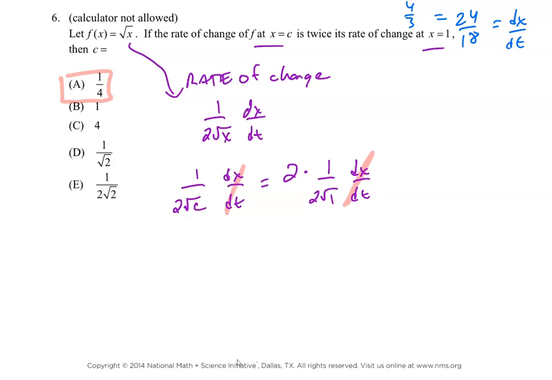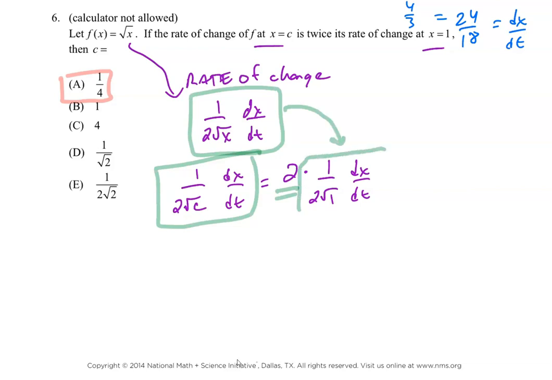Hey, where did you guys go? So check this out. The rate of change here, when I put a c in, is double the rate of change here when I put a 1 in. It's kind of weird, but I was literally just following the words. Now, there's a dx dt on both sides, so I can get rid of that. So 1 over 2 square root c equals 2 over 2, which is 1, right?